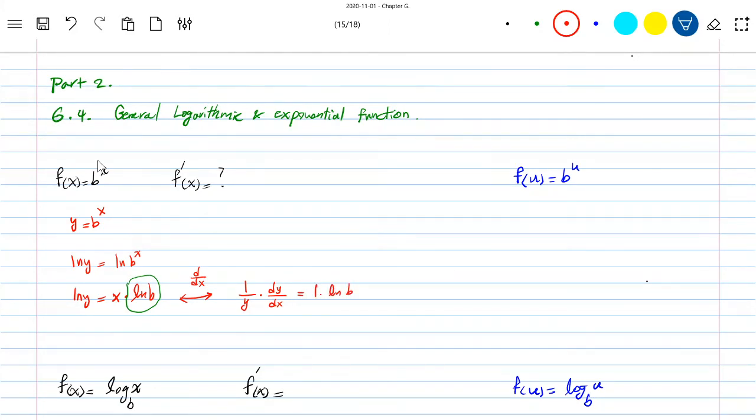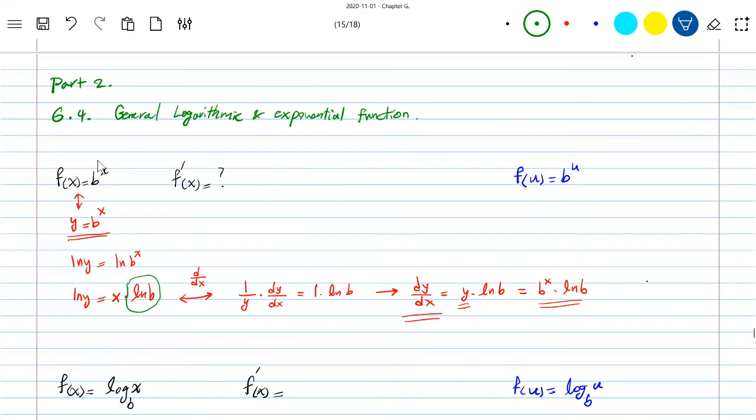Write it this way, because ln b is a constant. So what we can do is find out what is dy over dx. Multiply both sides by y, so we get y times ln b. And what was y originally? Originally, we let y be equal to b to the x. So this can be equal to b to the power x times ln b. And what we found is the derivative of y with respect to x, which is b to the x times ln b. So here, we found the derivative of the function f.